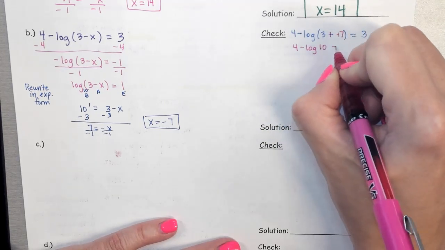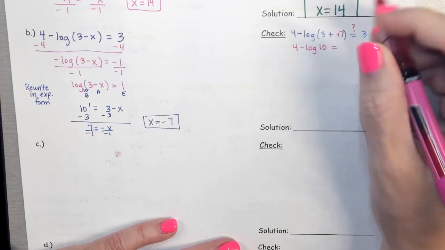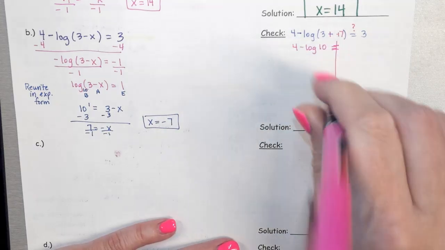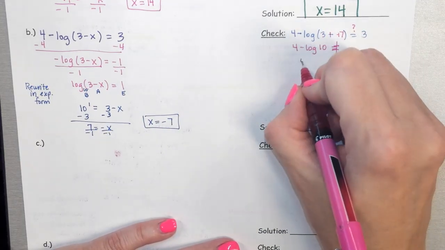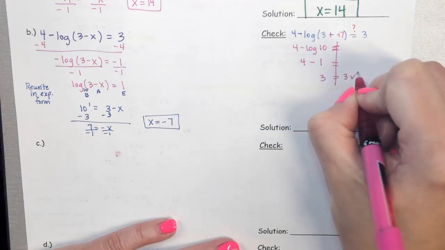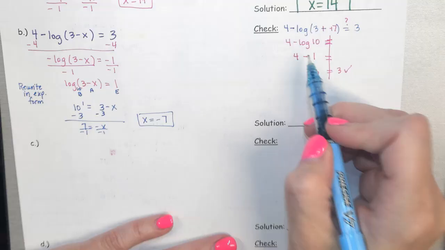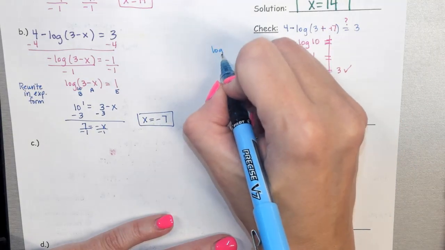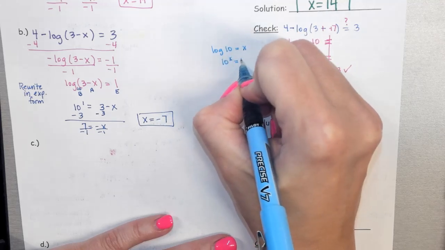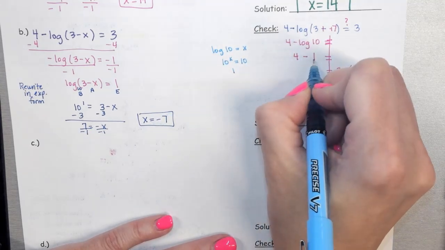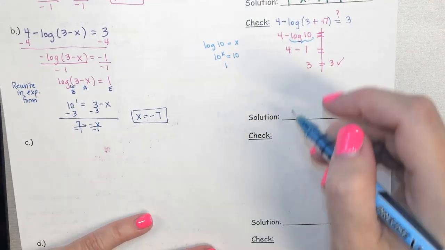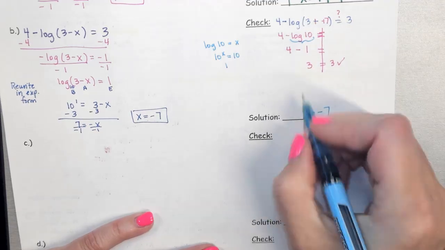Okay, so this is the log of 10. And remember, we don't know if those are equal, so you're only working with one side here. You can only work with this side. What is the log of 10? 1. Okay, so 3 does equal 3. For the log of 10, remember, it's like that is equal to an unknown value. 10 to what value is 10? 1. That's why this is 1. Okay, and then your solution is x equals negative 7.